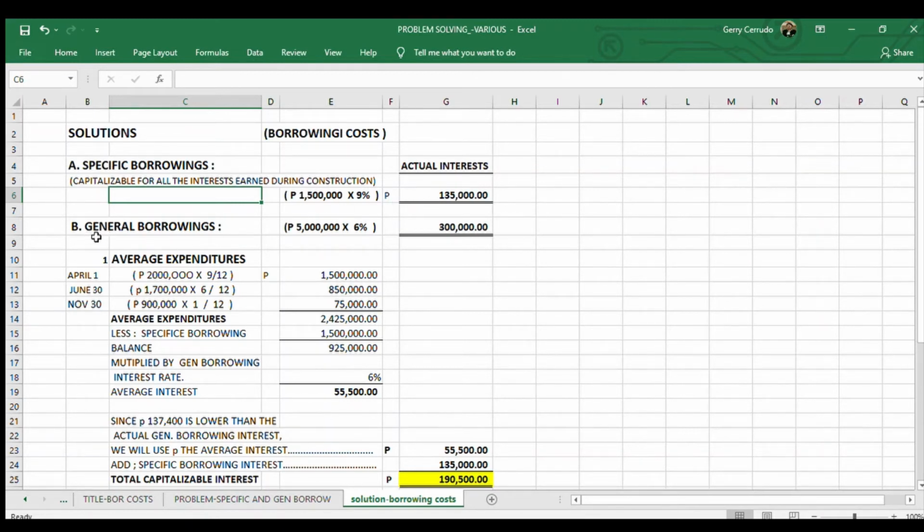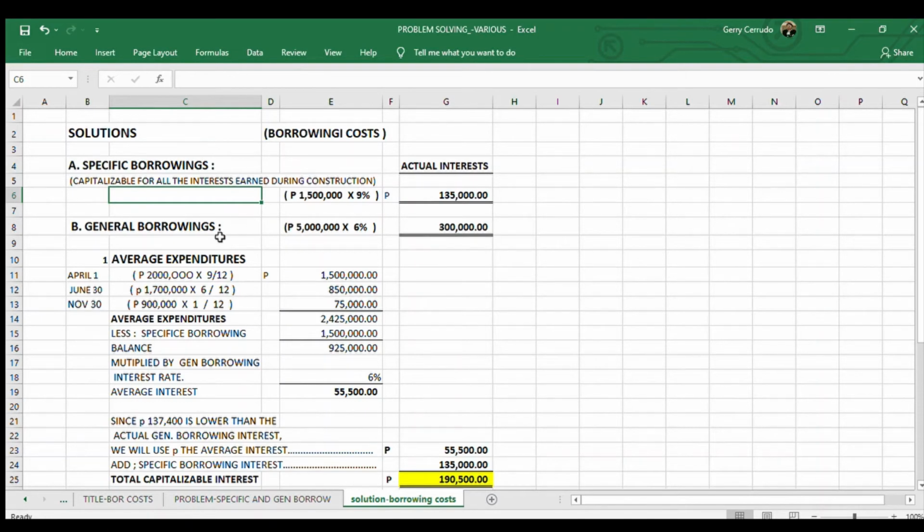So, we will now go to the general borrowing. General borrowings, meron din siyang actual interest. As given in the problem, 5 million times 6% is 300,000. But, do we have to capitalize all of this?